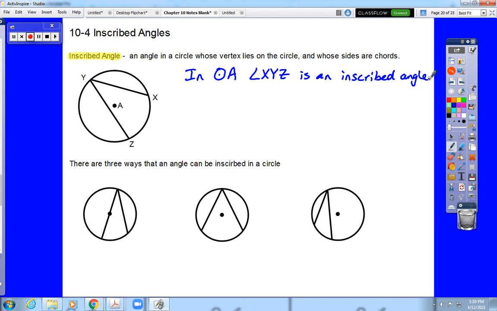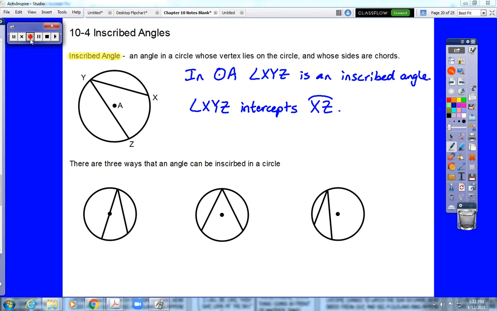The vertex is on the circle, these sides are chords. Just like central angles, inscribed angles intercept an arc, not necessarily a minor arc, an arc. In this case, angle XYZ intercepts arc XZ. Okay, so there is a relationship that exists between the measure of the angle and the measure of the arc, which we will get to on the next slide.